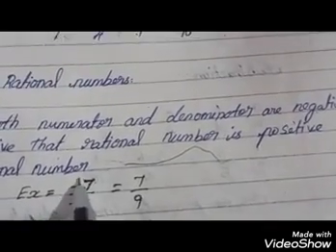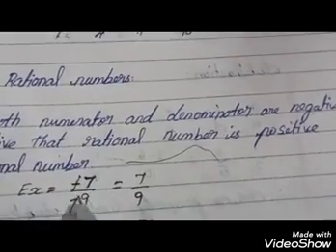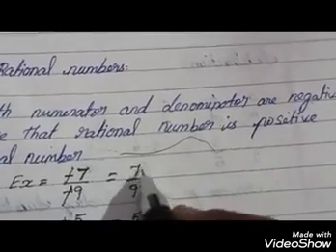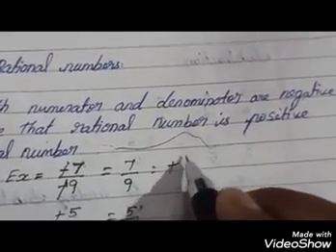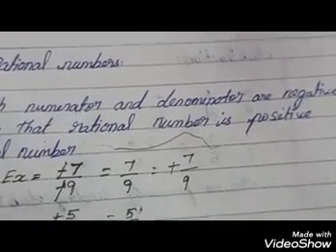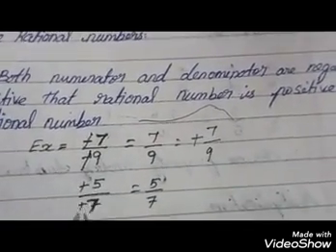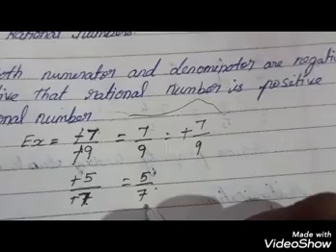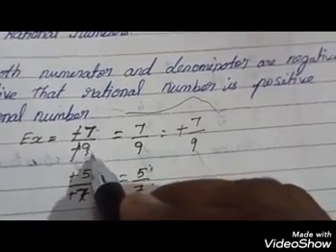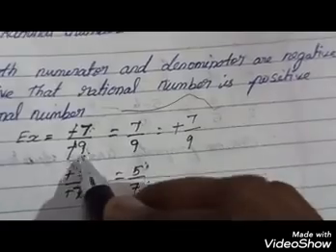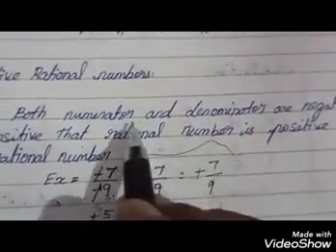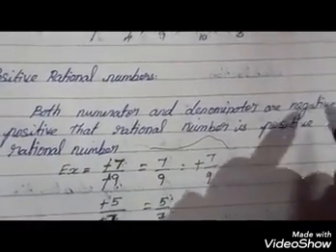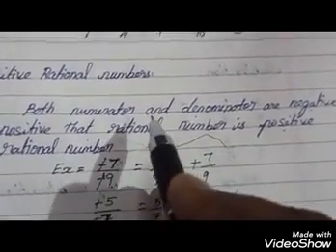At this time the minus symbol will get cancelled. So it becomes 7 by 9. There is no symbol, so it is a positive 7 by 9, a positive rational number. If numerator and denominator both have the same negative sign, it becomes positive. So that's why I told you that when both numerator and denominator are negative, it is also a positive rational number.